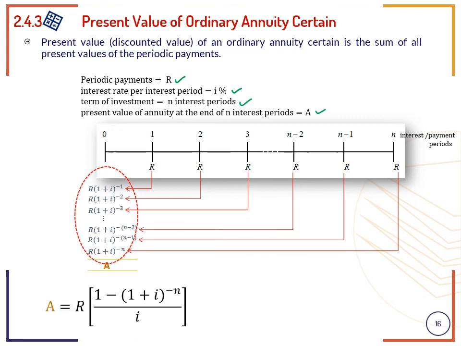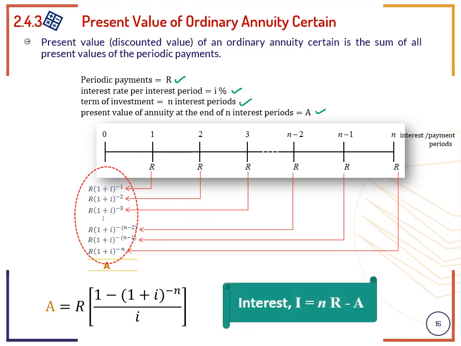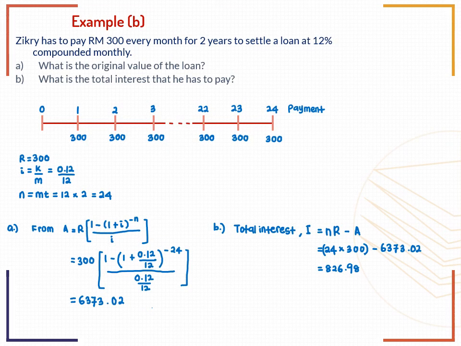A is equal to R multiply 1 minus in bracket 1 plus I power of negative N, over I. The formula to calculate interest in present value of annuity is I is equal to N multiply R minus A. Now let's discuss the following example. Example B.